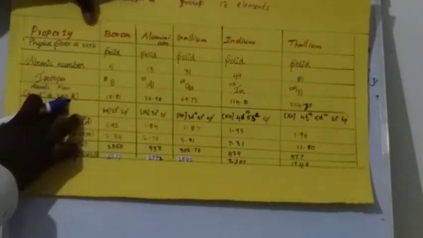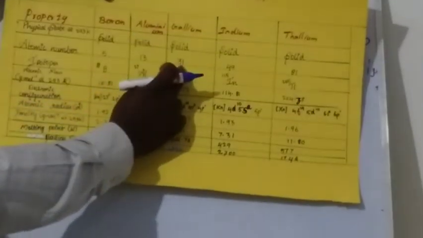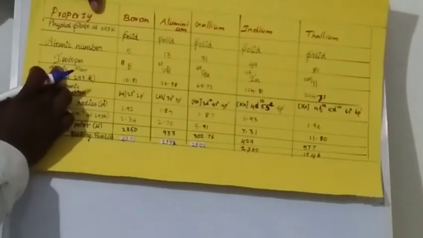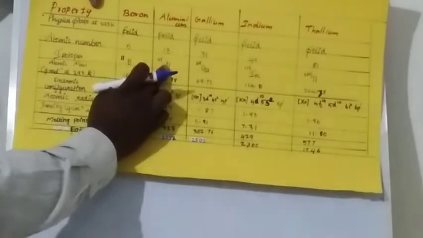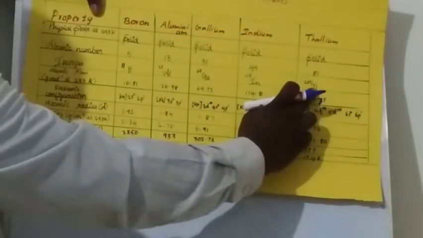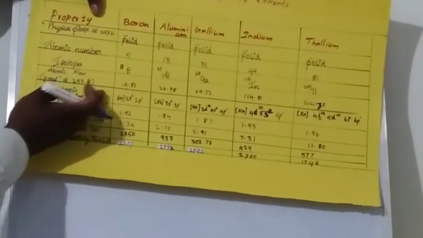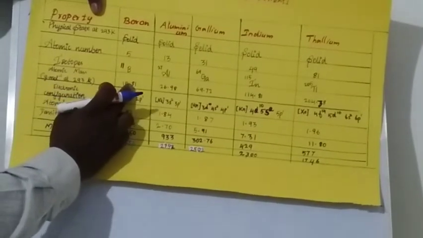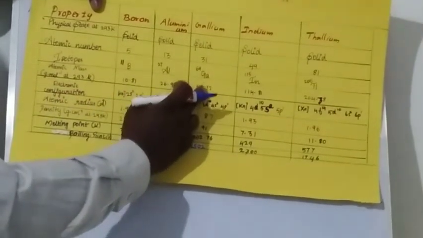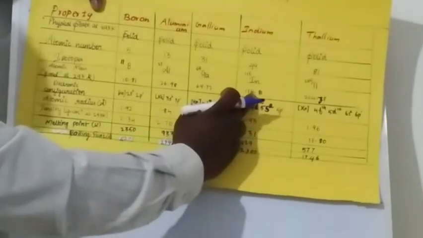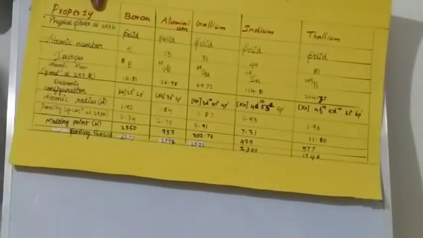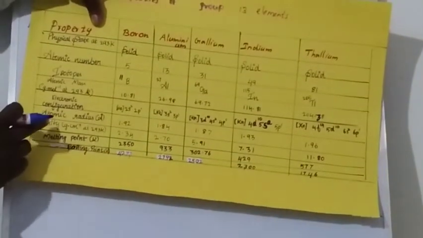Then atomic number, already learned. The atomic number of boron is 5. Aluminum is 13. Gallium is 31. Indium is 49. Thallium is 81. Isotopes: boron 11, aluminum 27, gallium 69, indium 115, thallium 205. And the atomic mass: 10.81, 26.98, 69.72 for gallium, indium 114.81 and thallium 204.78. The electronic configuration already learned.